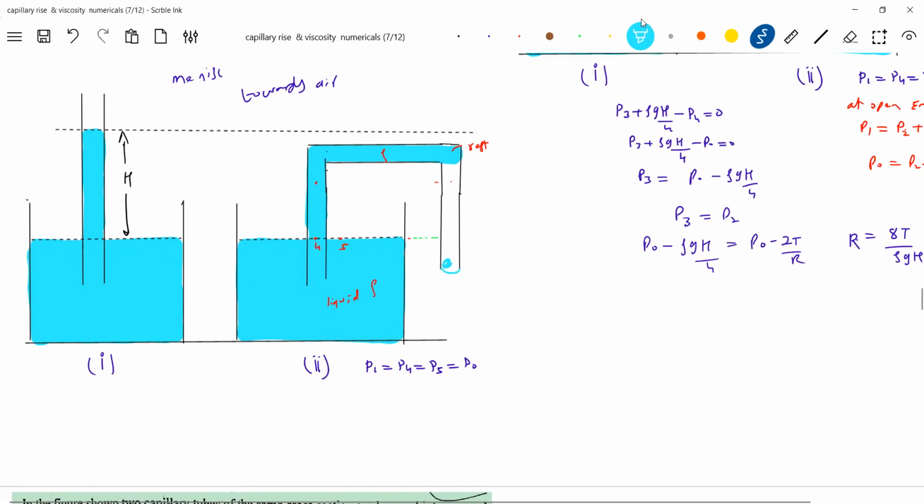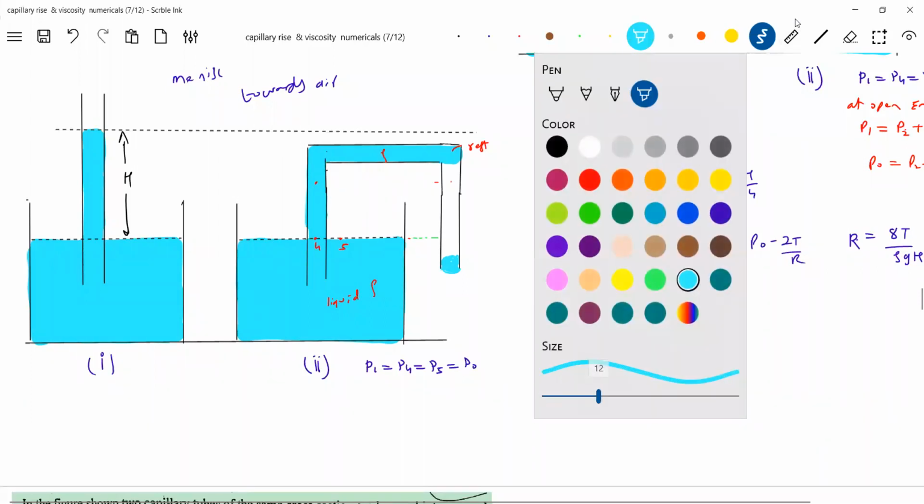I have to ask questions. Sir, why the meniscus? Liquid will flow out from the pipe in the above diagram. Not possible.